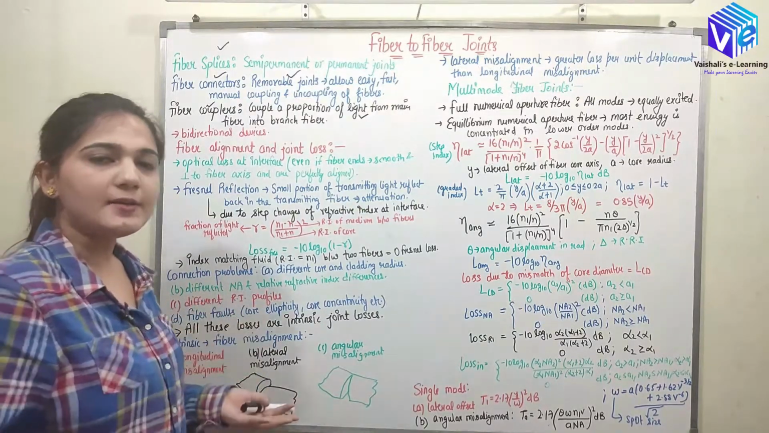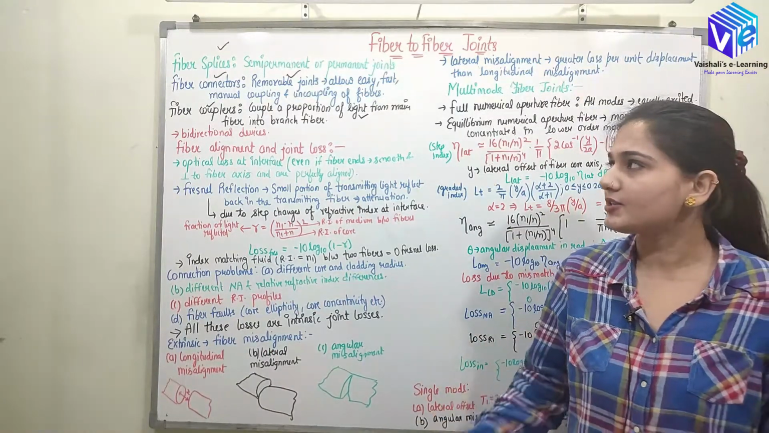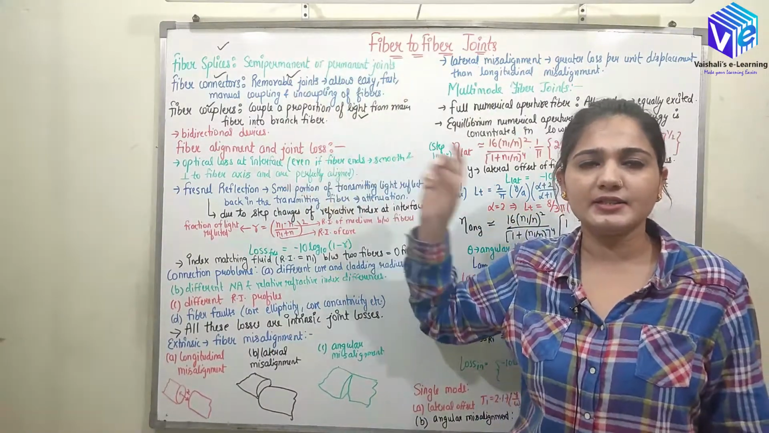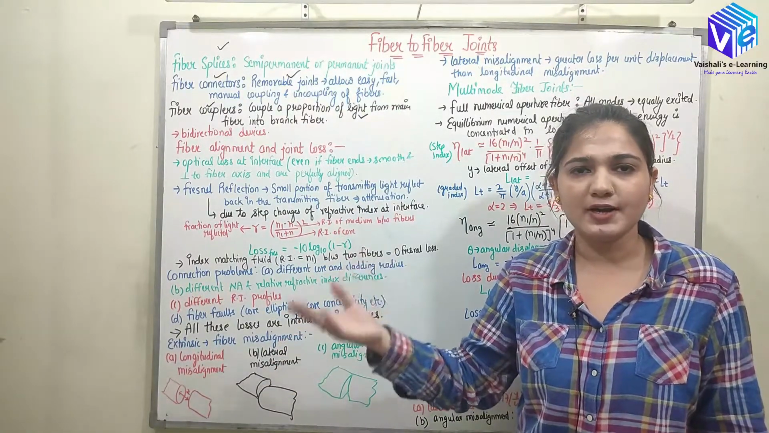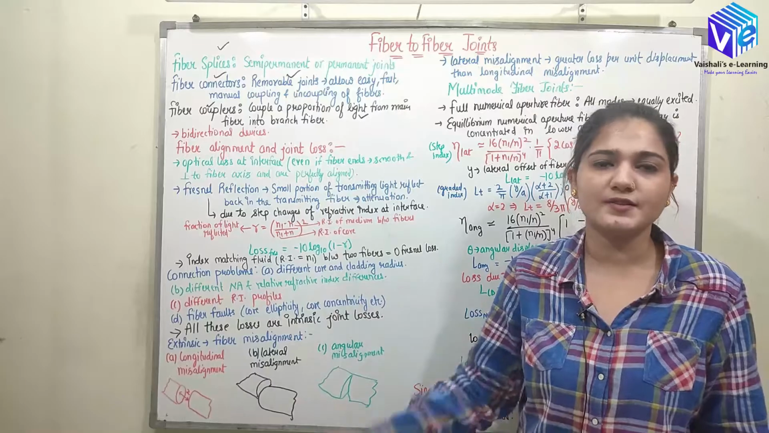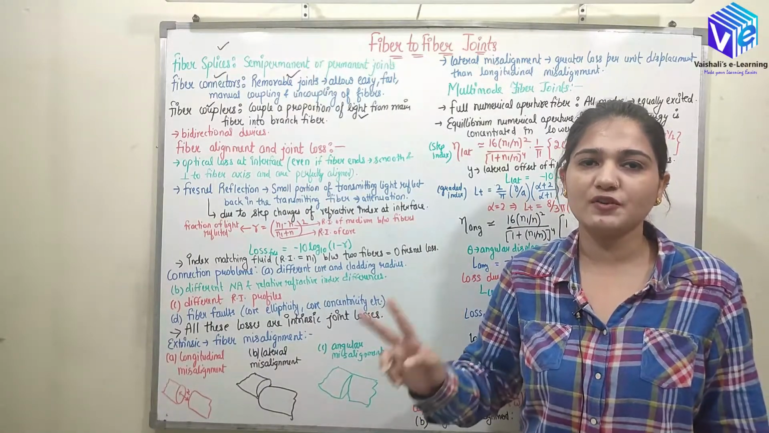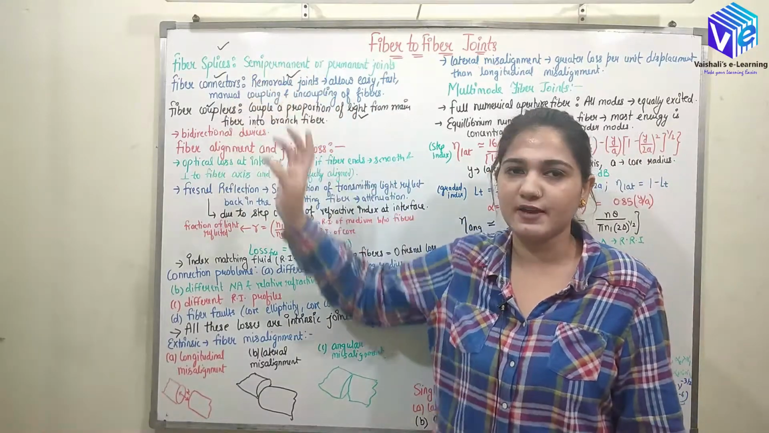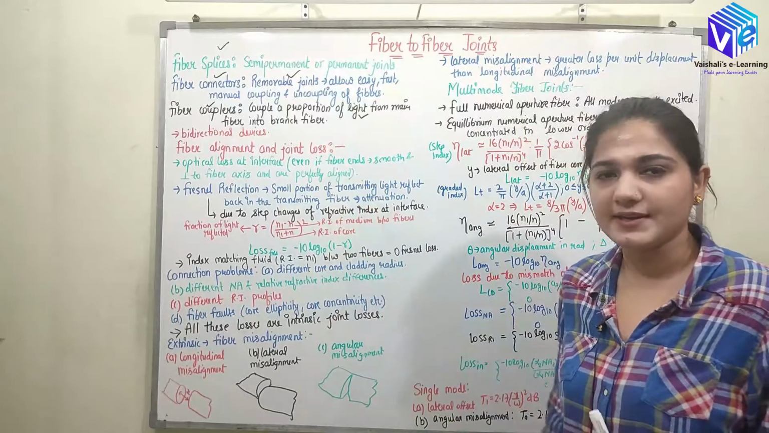All of them are bidirectional devices, right? So light can travel from any direction to any direction. If I have splices, connectors or couplers, we can couple the light from one fiber to another, from transmitting to receiving fiber as well as receiving to transmitting fiber. So both directions of propagation of light are possible with the help of these fibers. So we can do two-way communication with the help of these connections, right?